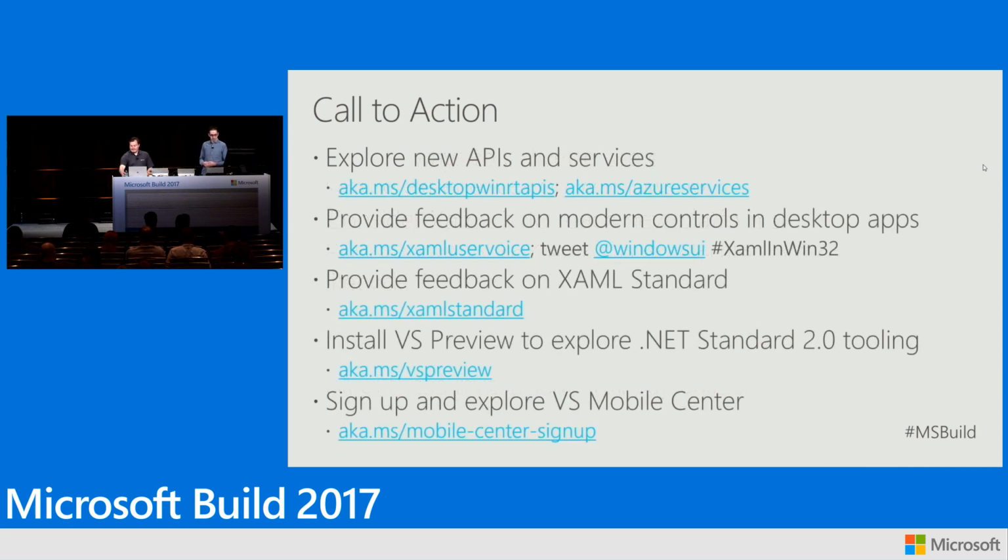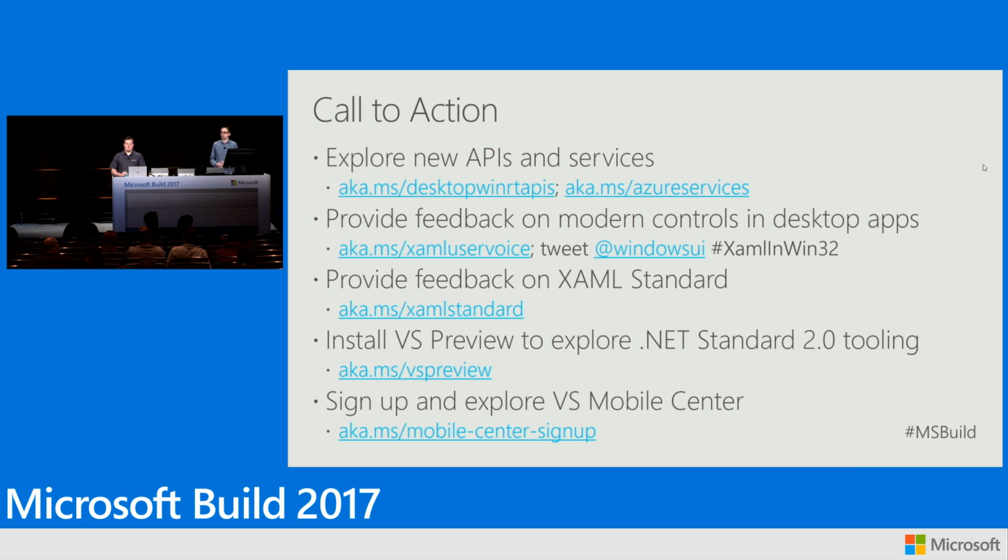So more specifically, I've provided some links here for your convenience. Some areas where we're looking for feedback from you. The modern controls, XAML and Win32, remember, so vote if you care about that feature and want to see that become a reality. Vote on the XAML UserVoice site. You can also tweet at the Windows UI team. XAML standard is being developed in the open on GitHub, so this link will take you to the GitHub repository where that spec is being designed. So if you want to make sure that the XAML features you care about are included in that spec, please visit that repository and add some comments.